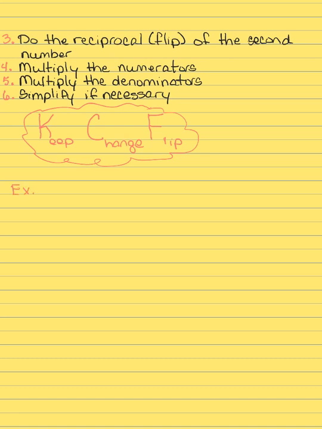So our example is going to be 4 2/3 divided by 1 3/4. So these are mixed numbers that we're going to need to change to improper fractions. So 4 2/3 becomes 14/3. And 1 3/4 becomes 7/4.